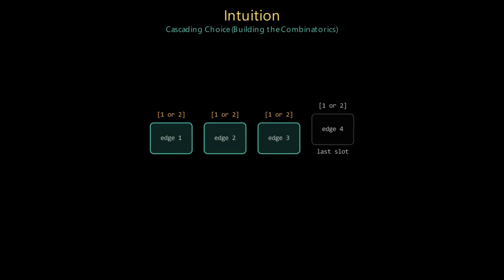This means we have total freedom for almost the entire path. For the first edge, we can choose a 1 or a 2. For the second edge, we can choose a 1 or a 2. We can continue making independent choices for every single edge up until we hit the very last slot. For these first m-1 edges, each edge provides exactly 2 options.